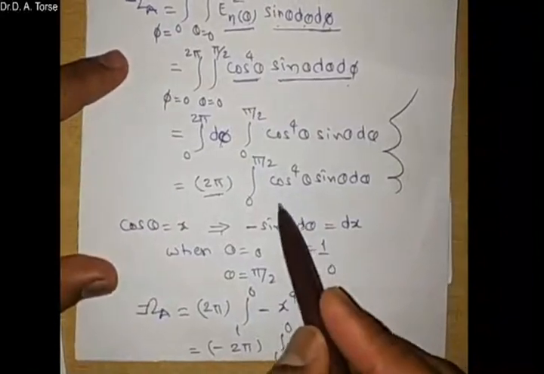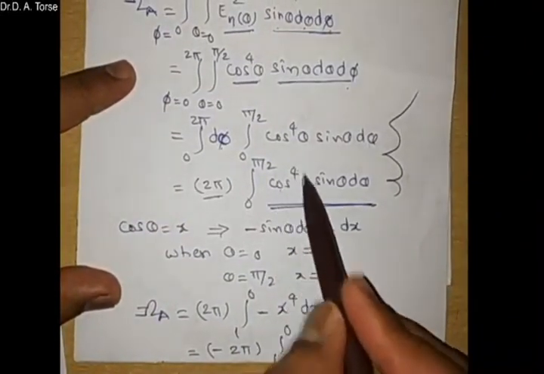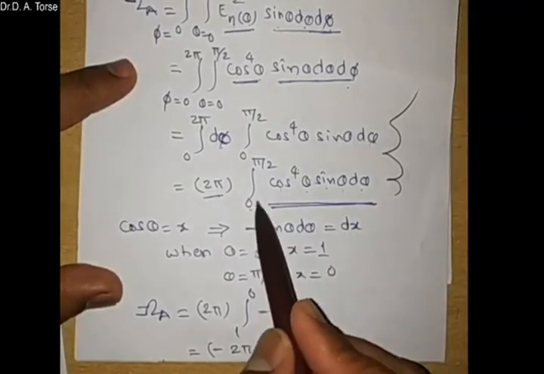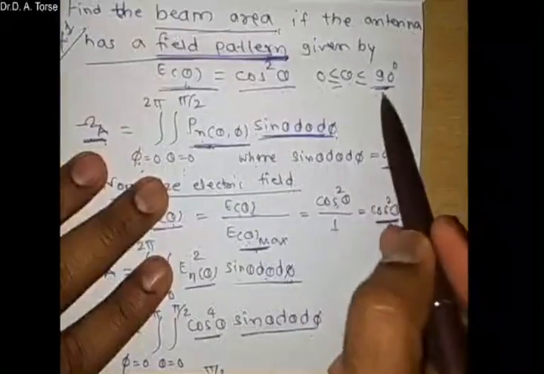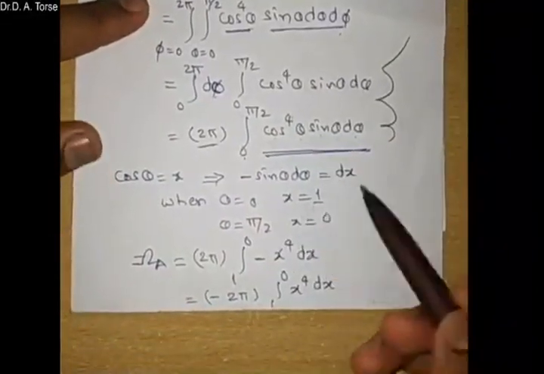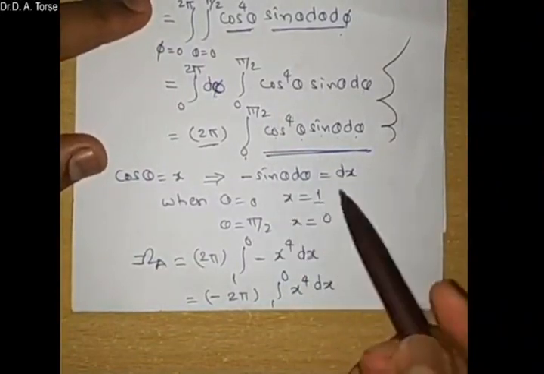Now the task is to find this integral: the integral of cos raised to 4 theta sin theta d theta. The given limit for theta, you can see here, is 0 to 90, so 0 to pi by 2. You have learnt integration, so we use the simple substitution technique here.